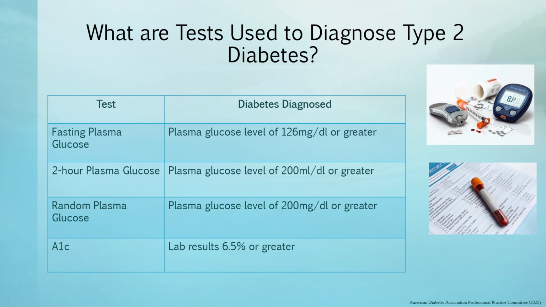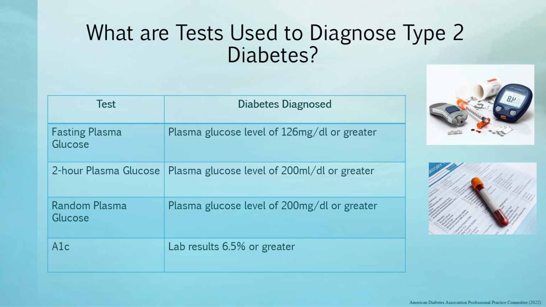There's also a 2-hour plasma glucose, and this is also known as an oral glucose tolerance test because it requires the individual to drink 75 grams of sugar mixed in water, and then after 2 hours passes, the blood sugar reading is taken. There's also a test called a random plasma glucose, and the interesting thing about this one is there are no rules or steps to take with a random glucose test. This test can be performed at any time of the day.